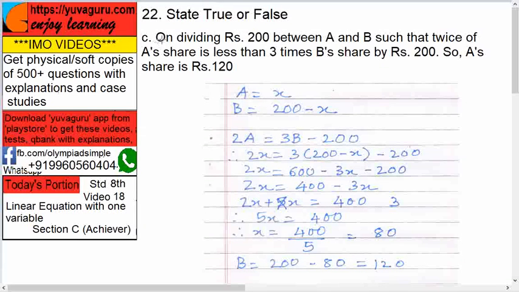Next, on dividing rupees 200 between A and B such that twice of A's share is less than 3 times of B's share by 200, A's share is 120. What is the question? 200 is the total, meaning both of them in total have 200. Now A's share you do twice, B's share 3 times, and then subtract them. The difference is 200. So let A's share be X.